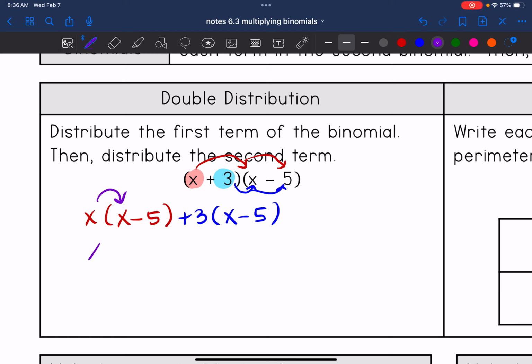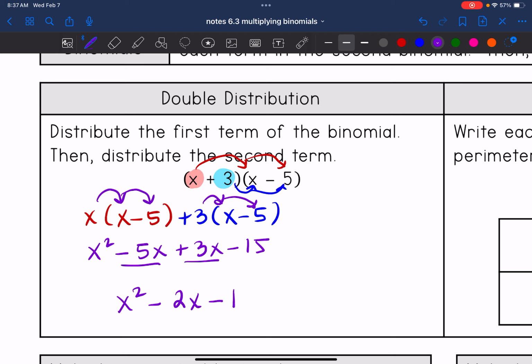X times x is x to the second power. X times negative 5 is minus 5x. Okay, and then 3 times x is positive 3x. And 3 times negative 5 is negative 15. And then last step you do is you always combine your like terms. I have 2 in the middle that have x. So this would be x squared minus 2x minus 15.